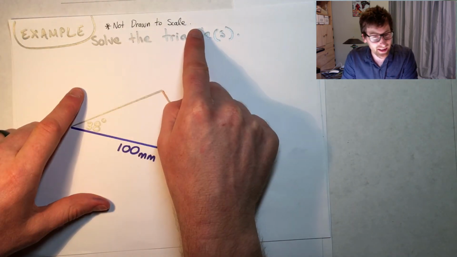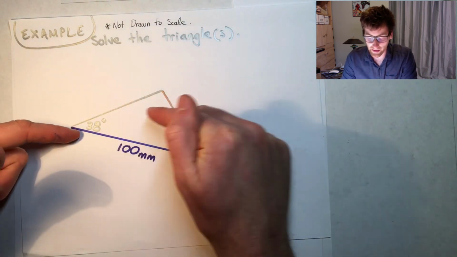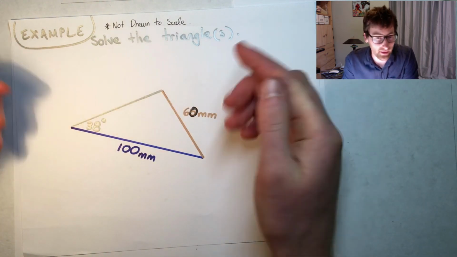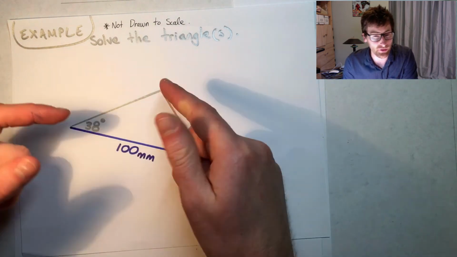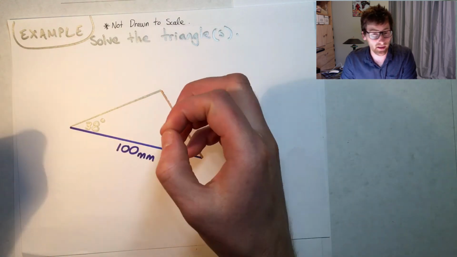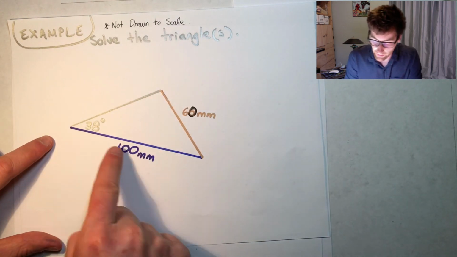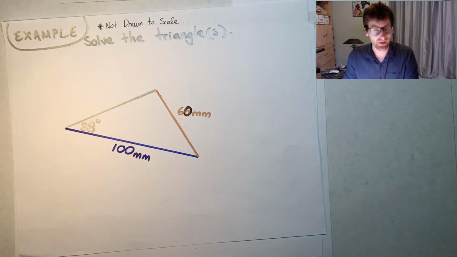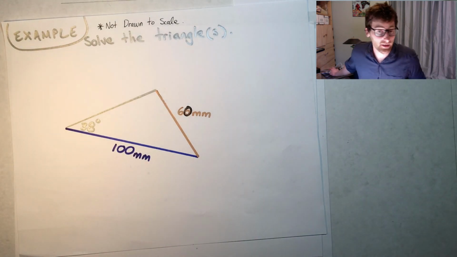It's not drawn to scale either. So sometimes they can show you a triangle and it's not actually how it looks. They're just saying the numbers are true, but not actually the drawing. So here we have angle, side, side. So we know that it can be ambiguous, but it's not drawn how we normally like to draw it.